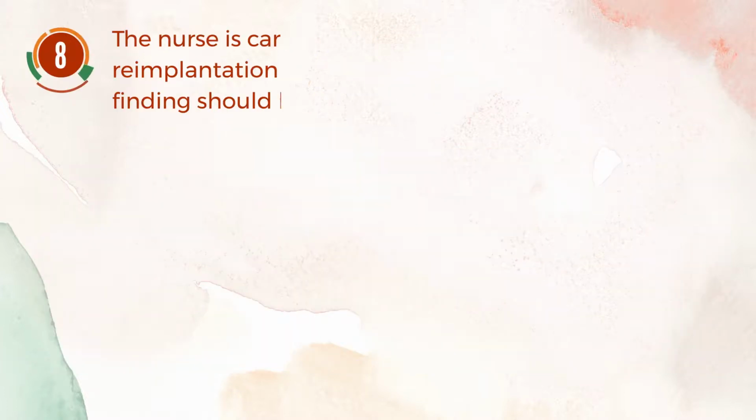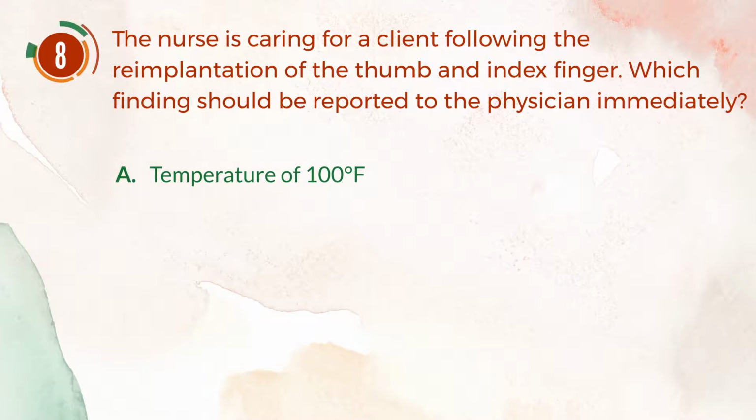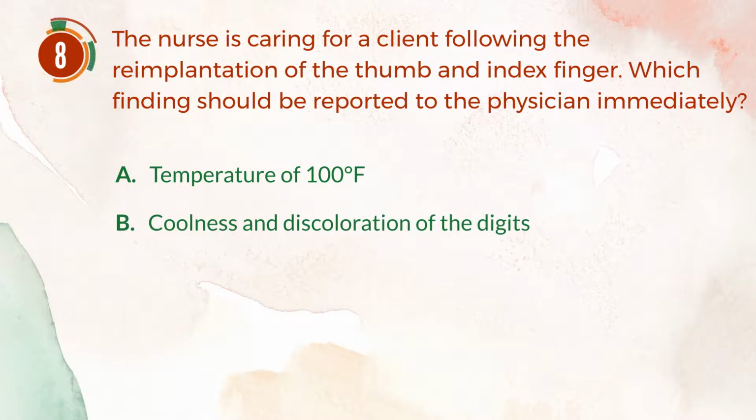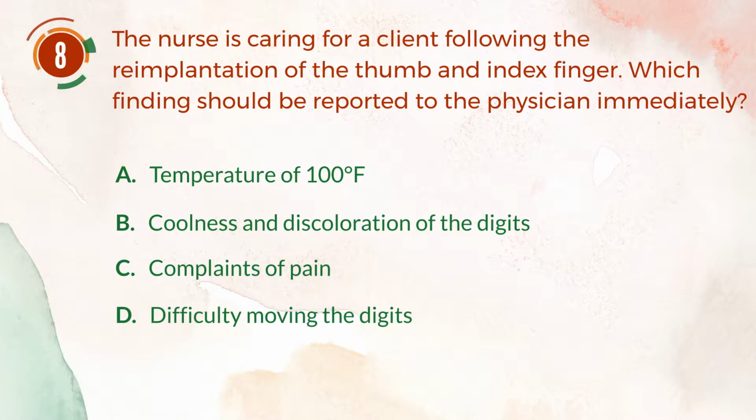Number 8. The nurse is caring for a client following the reimplantation of the thumb and index finger. Which finding should be reported to the physician immediately? A. Temperature of 100 degrees Fahrenheit. B. Coolness and discoloration of the digits. C. Complaints of pain. D. Difficulty moving the digits.